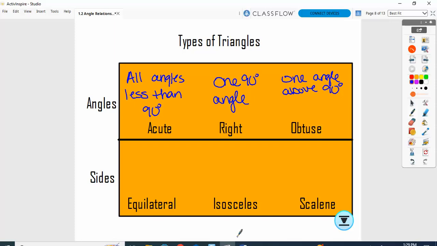Why can't it be two angles bigger than 90 degrees? Right, we know it has to add up to 180, so you can't have two right angles, and that would make the third angle 0. Or if you had two angles bigger than 90, your third one would be negative. That's not possible. All right, we can also classify triangles based on sides. What does equilateral mean? All sides are equal. Isosceles? And scalene.